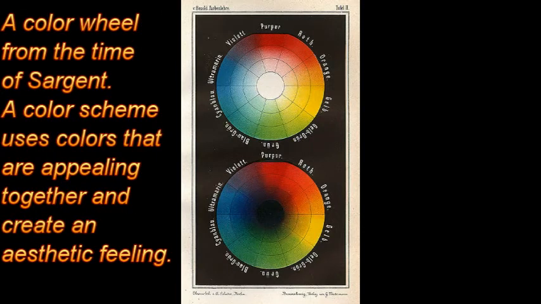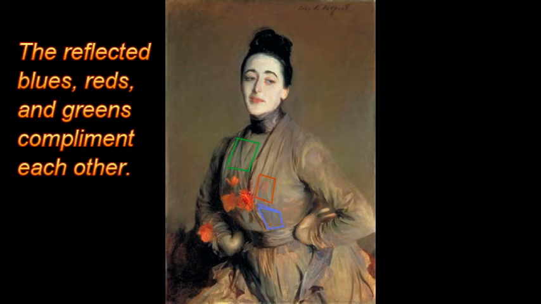A color wheel from the time of Sargent. A color scheme uses colors that are appealing together and create an aesthetic feeling. The reflected blues, reds, and greens complement each other.